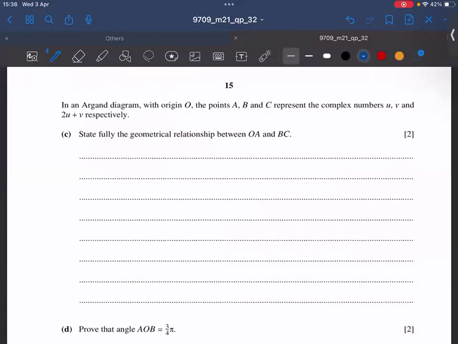Let me do question C first. Okay, let's go to the Argand diagram.